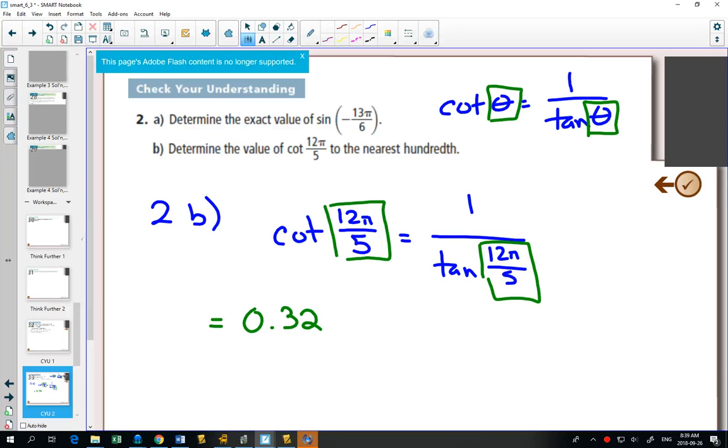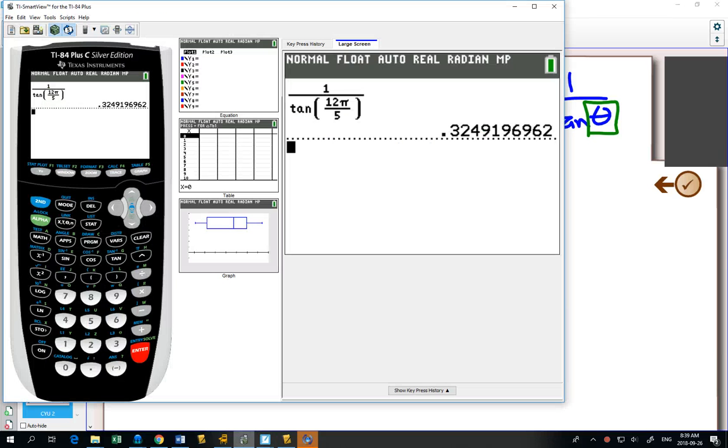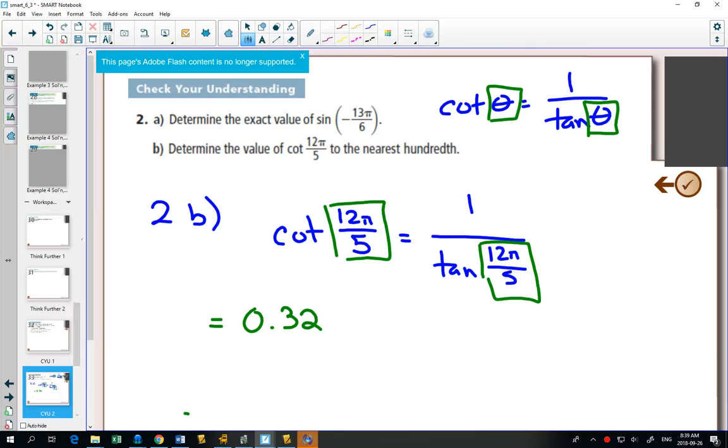I like these numbers just to point out something that I've seen in the past. If you rounded that to the nearest thousandth, what would it be? 0.325. And now if you rounded it to the nearest hundredth, what would it be? Well, it would be 0.32.